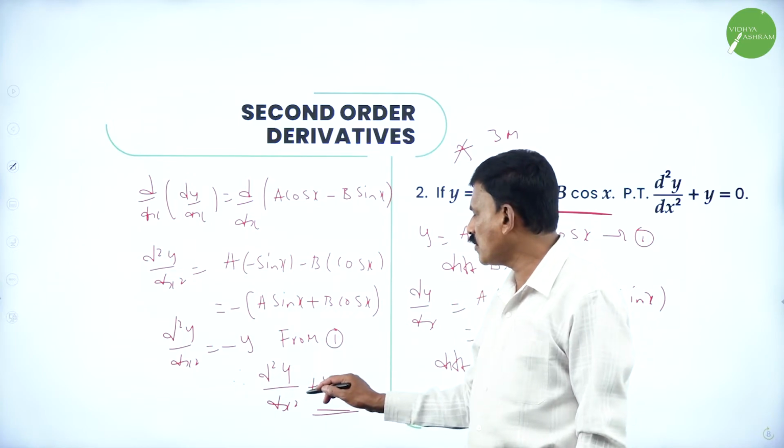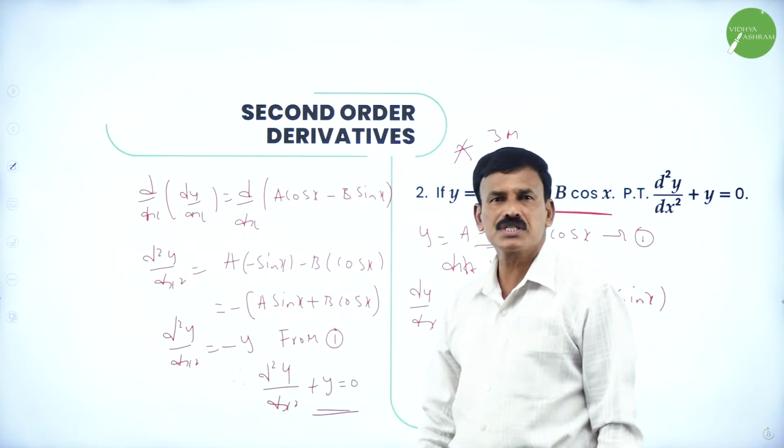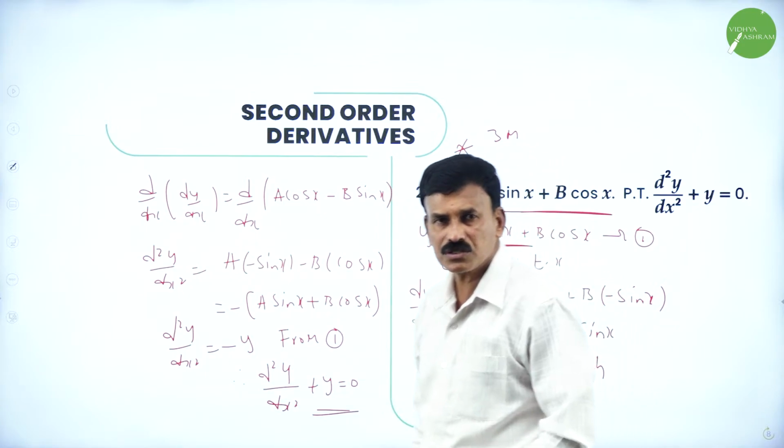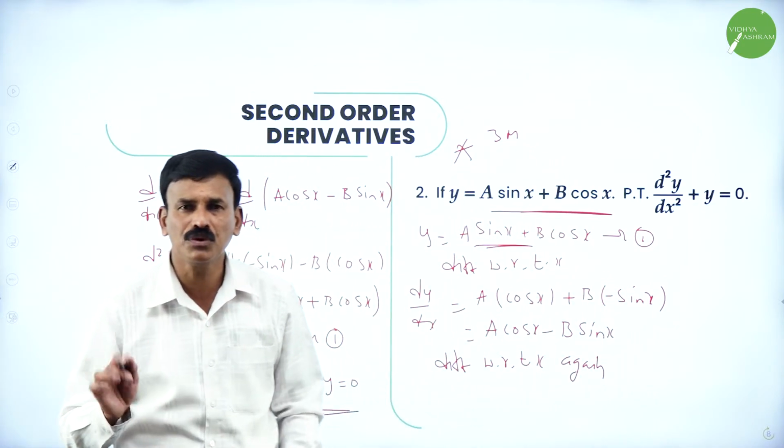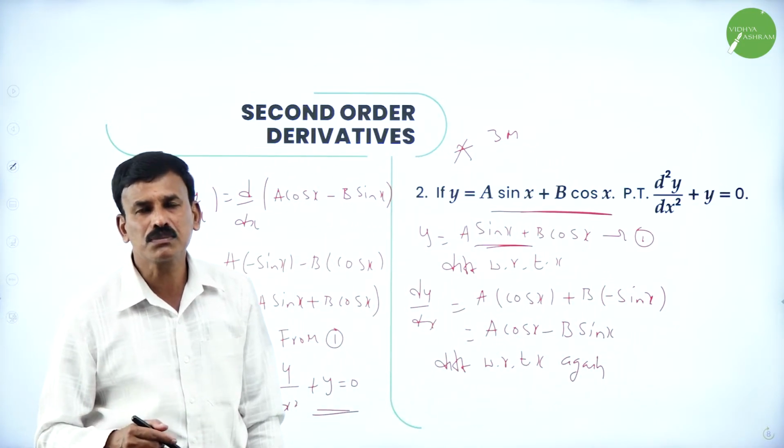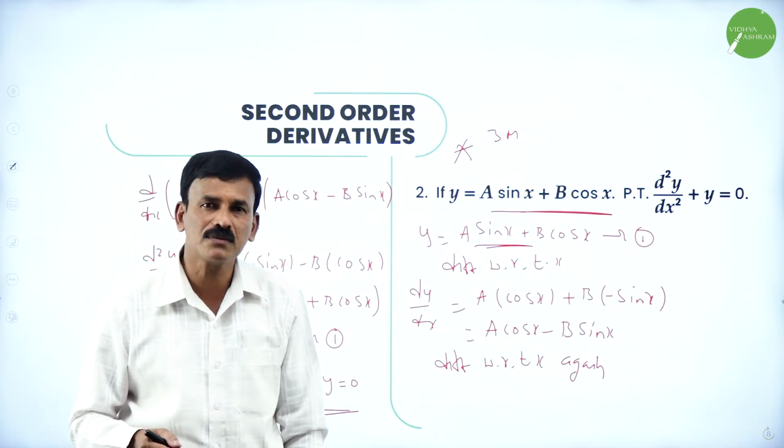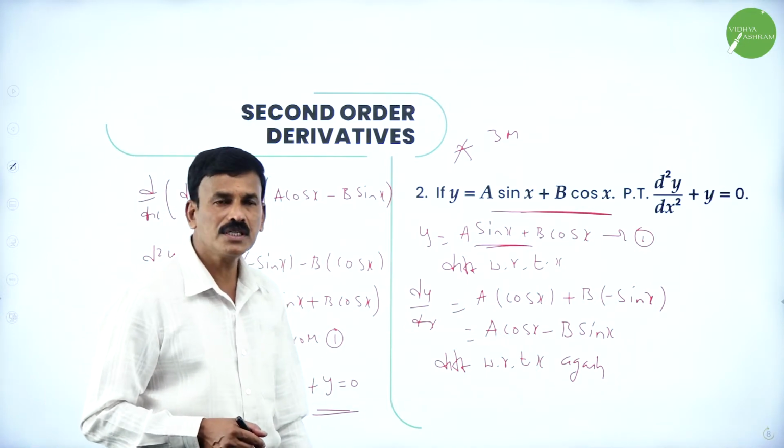So therefore d square y by dx square plus y is equal to 0 is the required answer. Very important and simple problem. Hope you followed. Usually you will expect this type of question in examinations. Now let us come to the next problem.